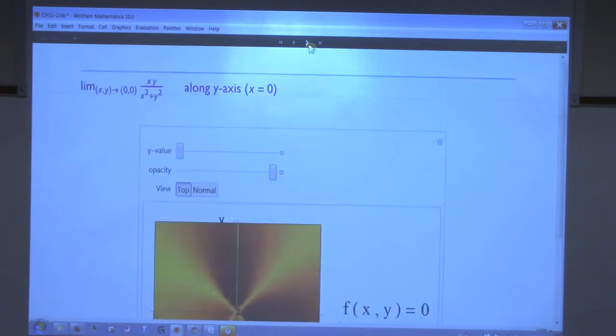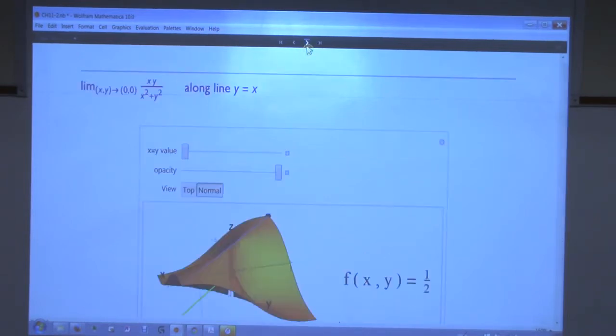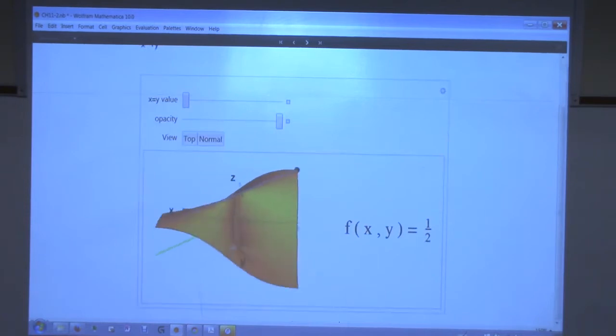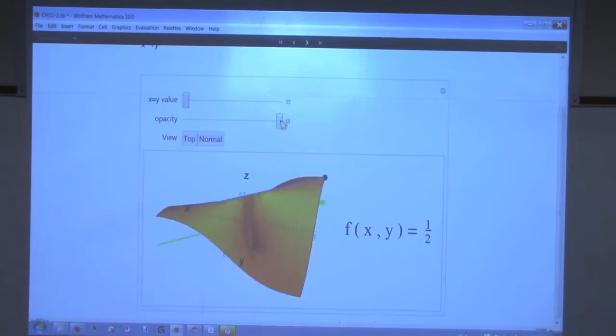But now if we try and come in along y equals x, there's along y equals x. And you can see pretty obviously that we're up on that top ridge now. So we're up at 1/2. Got it?